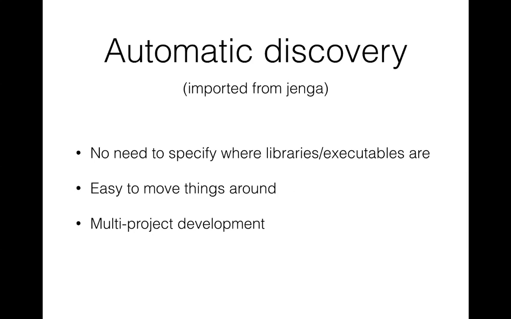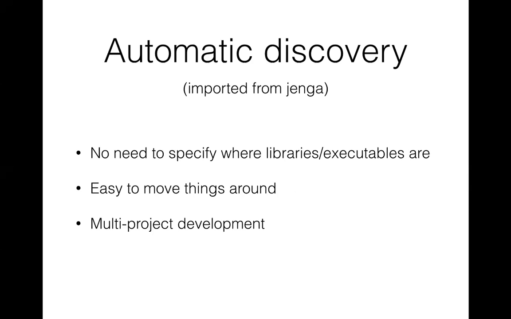So the first thing, which is essentially imported from our Jenga rule, is automatic discovery. So what does that mean? In general, when you use, for example, Oasis or a lot of build systems, you tell the system where your things are. You have a top-level description, basically, and you say, well, my library is in src.